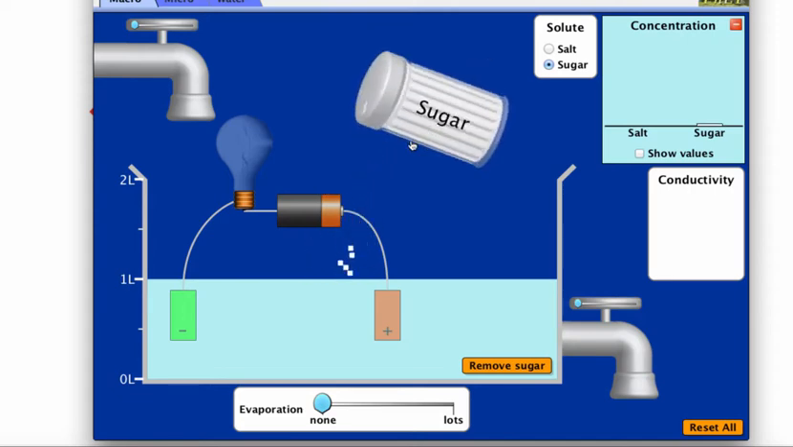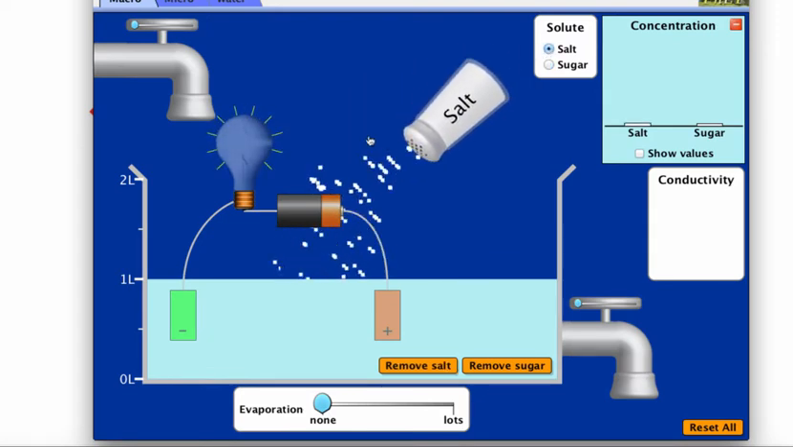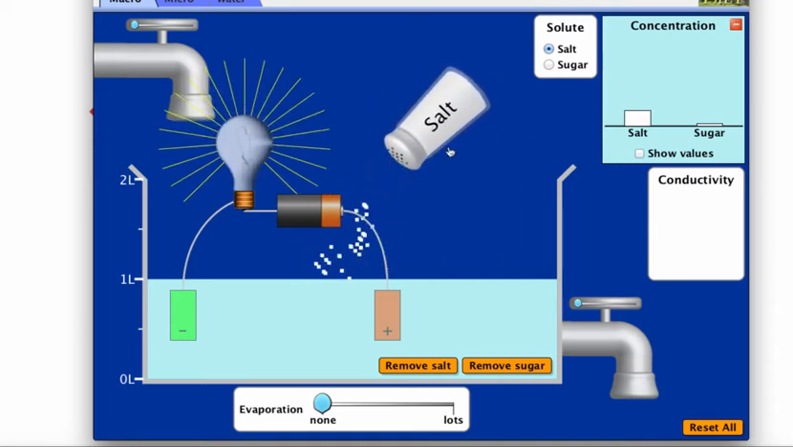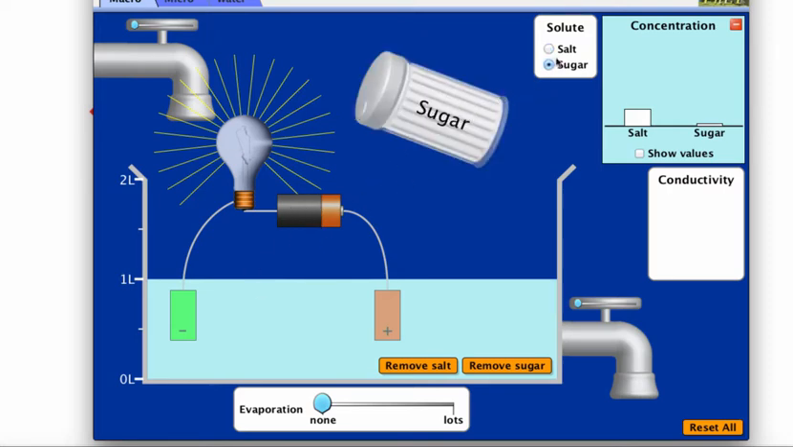That's because sugar is a non-electrolyte. Sugar does not break apart into charged particles in solution, so there's no way for a current to be conducted. We would have to add salt in order to do that. And as soon as we add some salt, we see the light bulb start to glow. So once again, salt is an example of an electrolyte because it allows a solution to conduct electricity. Sugar is an example of a non-electrolyte.